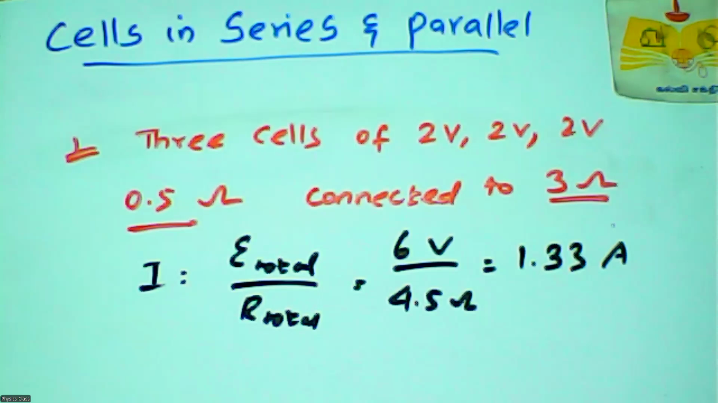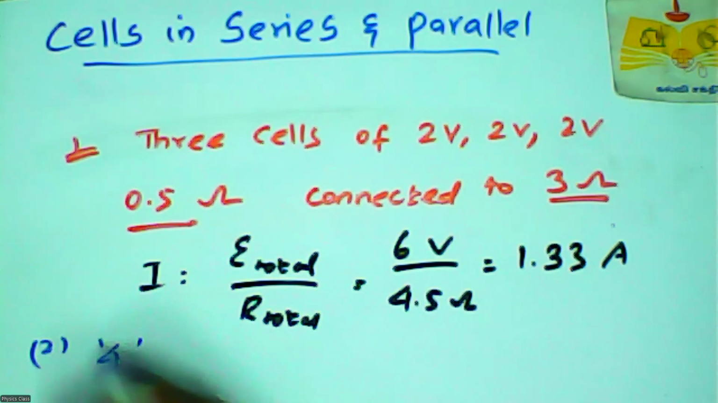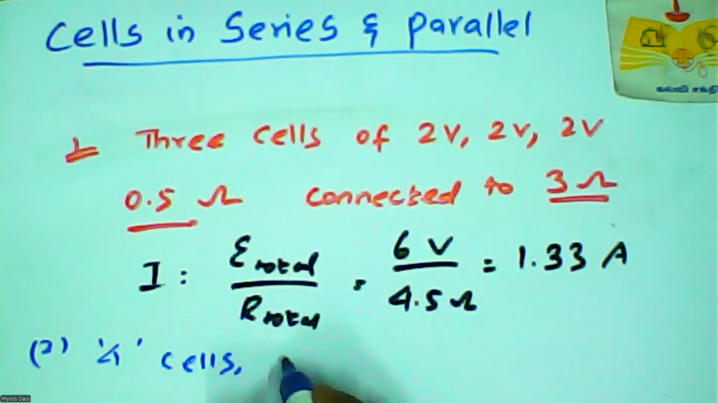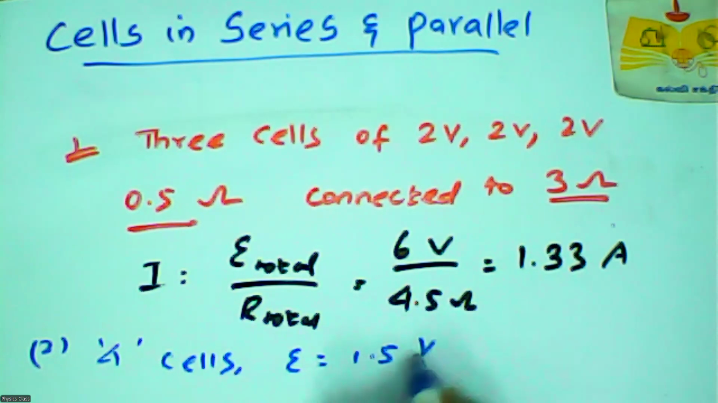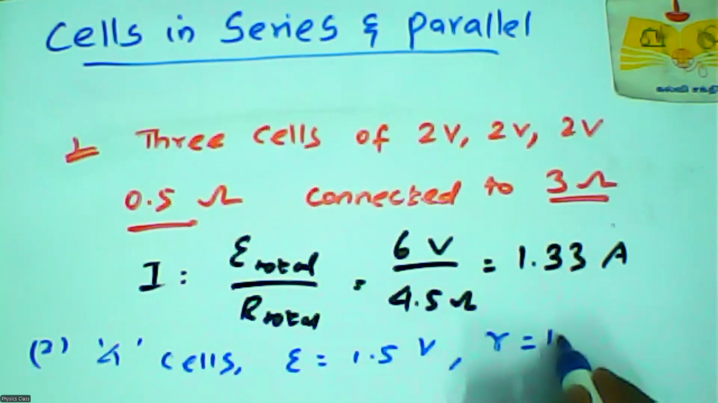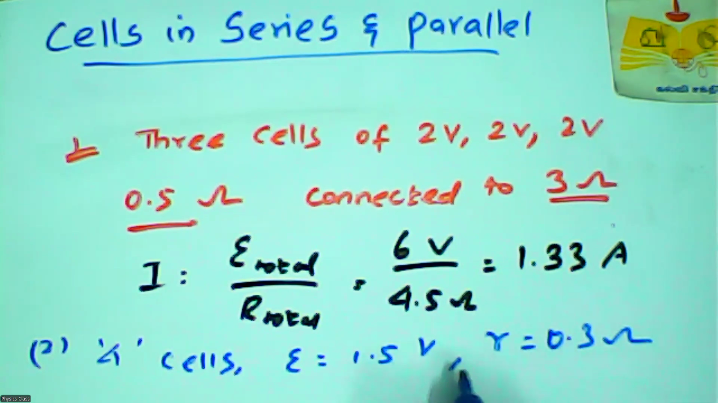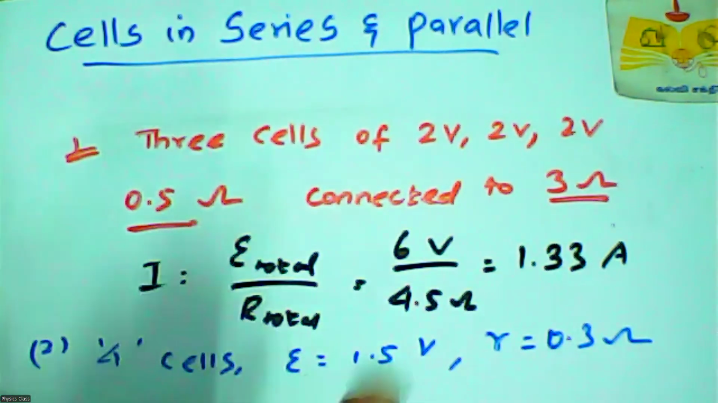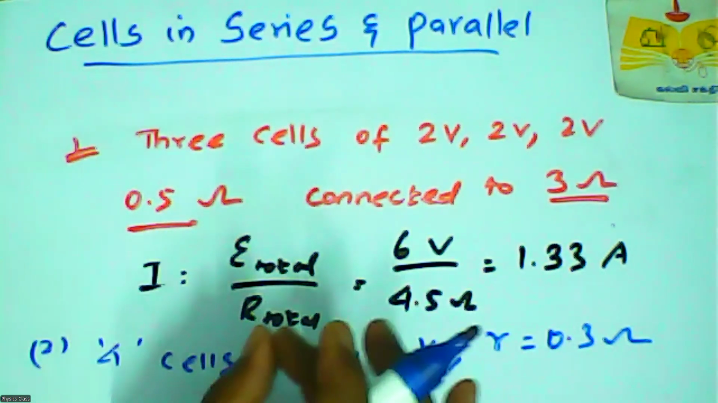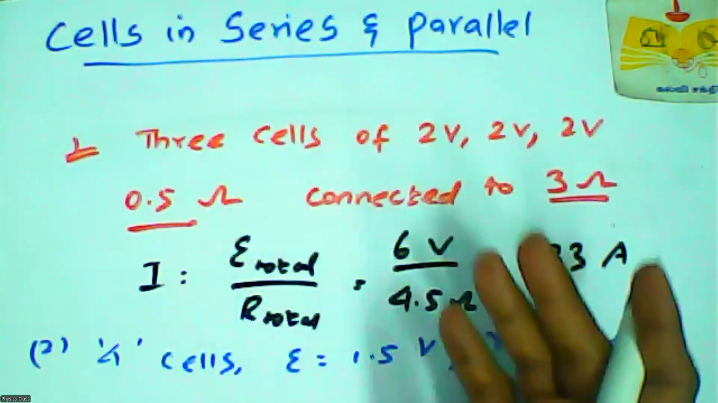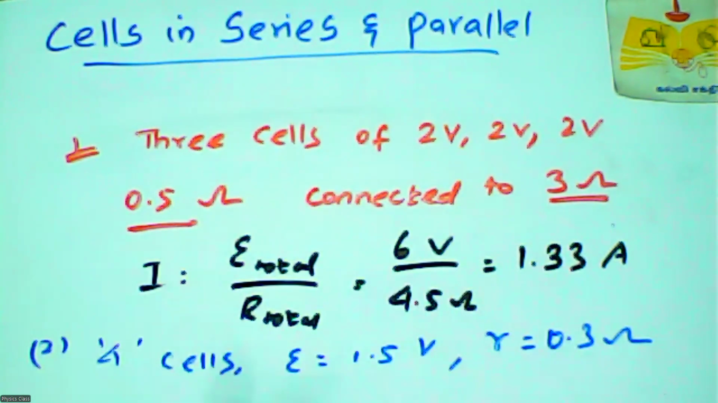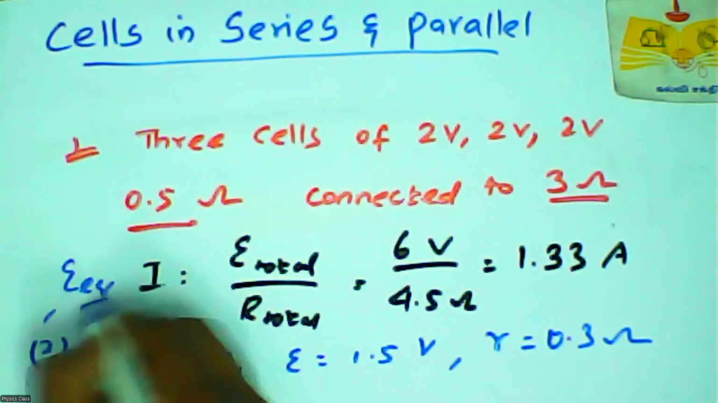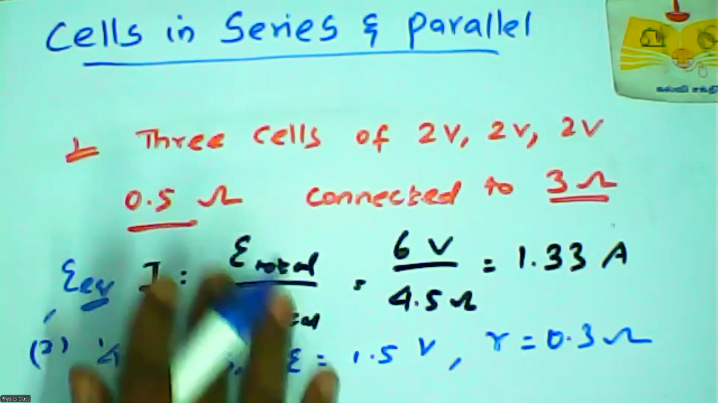Next question, parallel question. 4 cells, each have an EMF 1.5 volt, internal resistance 0.3 ohm, connected in parallel. Okay, 4 cells, each has an EMF 1.5 volt, internal resistance 0.3 ohm, connected in parallel. Find the equivalent EMF and internal resistance of the combination.